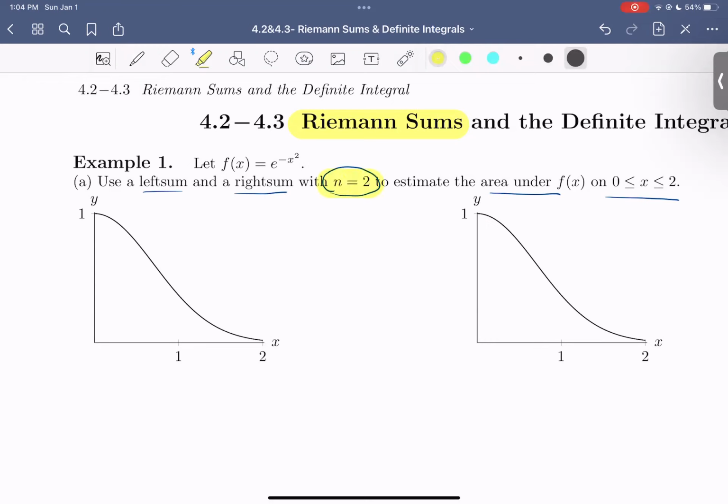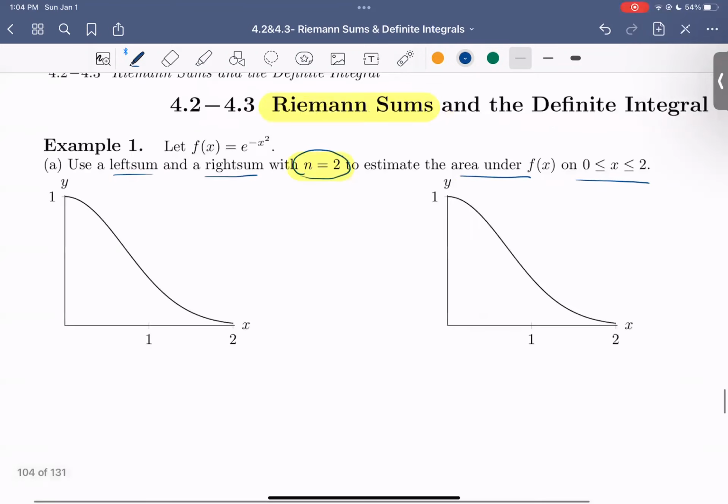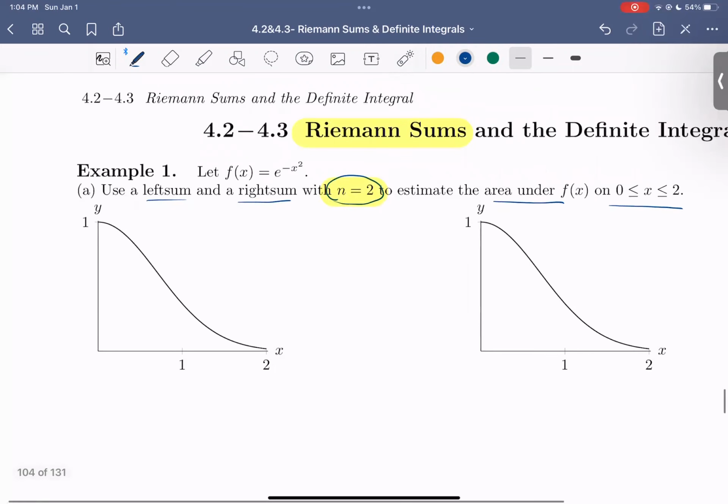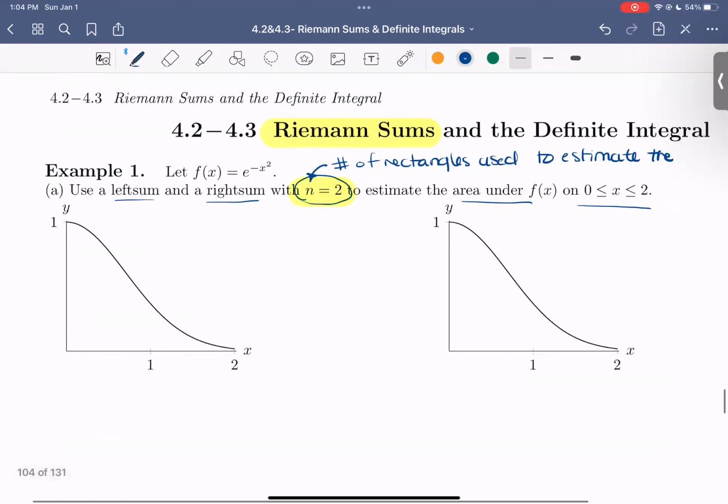What does this mean? Conventionally, when we're computing a Riemann sum, we're given the number of rectangles we are going to use to compute the area. The number of rectangles is given by the n. So n is the number of rectangles used to estimate the sum, or rather the area. And the area we're computing is what's called a Riemann sum.